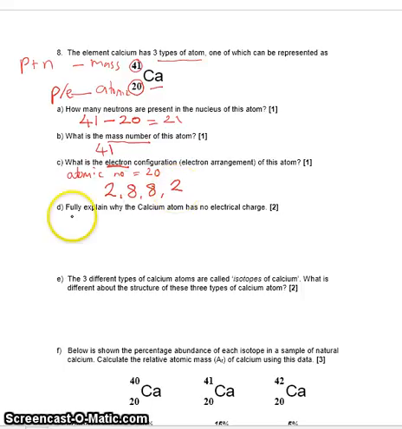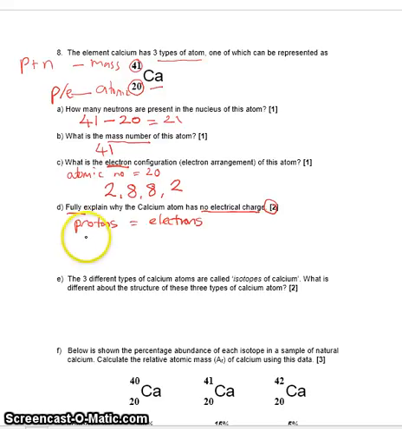At question D, we have to fully explain why the calcium atom has got no electrical charge, and this is worth 2 marks. And when I was marking these, what I found was a lot of people got 1 of the 2 marks but didn't get the second one. They didn't fully explain. Lots of people wrote down and realized that the number of protons is equal to the number of electrons in an atom. Okay, and they said that's why it has no electrical charge, because the protons and the electrons are equal. So if you have 4 protons, you also have 4 electrons.